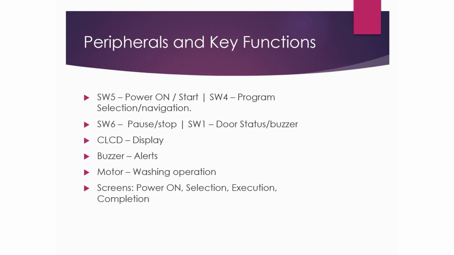CLCD is basically the display which shows all the functions that are being run. Buzzer, as I said, is for alerts. Then motor fan for washing operation. And the screen, which is the CLCD, shows us the selection, execution, and completion of the program being executed.